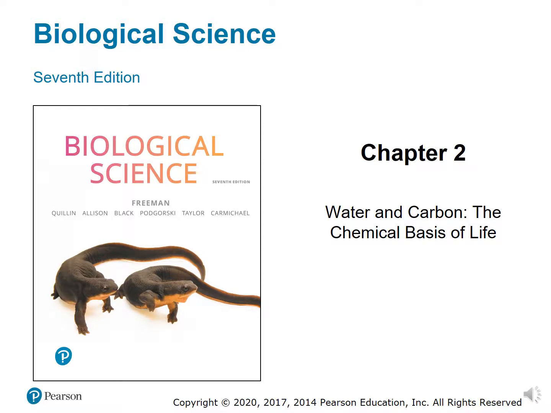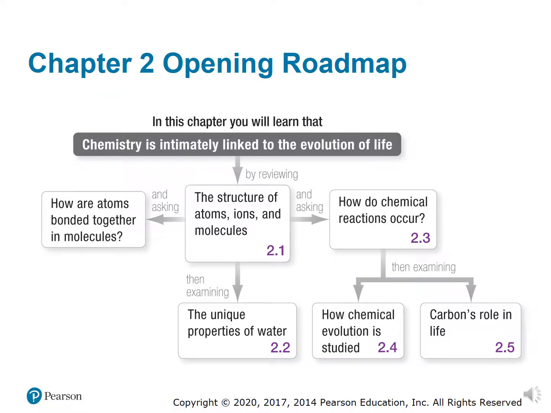Chapter 2, Water and Carbon, the Chemical Bases of Life. In this chapter, we're going to talk about the structure of atoms, ions, and molecules. And from there, we'll find how atoms bond to other atoms and molecules and how reactions occur. And then we'll discuss the properties of water. And the last part of this chapter is talking about chemical evolution and how this leads to the role of carbon and organic chemistry.